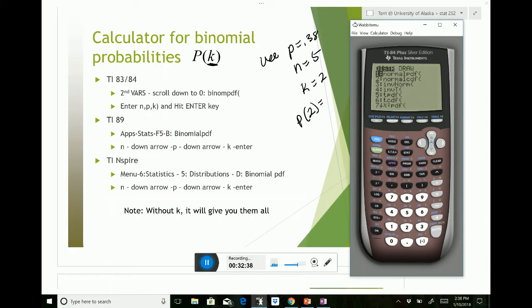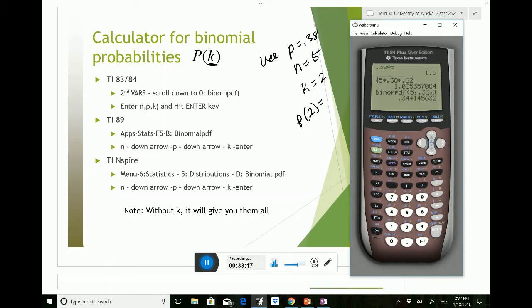So second vars, and we want to go down to 0, which sometimes it's easier to go up to it. Well, 0 or A. Some of them are 0, some of them are A. Binomial PDF. You want to make sure it's the P, not the C on this one. Hit enter, and then you enter N and P and K, so it's in that order. The number of trials is 5. The probability of a success is 0.38. And the X value we're looking at is 2. Paste these in, hit enter, and you get what you need.